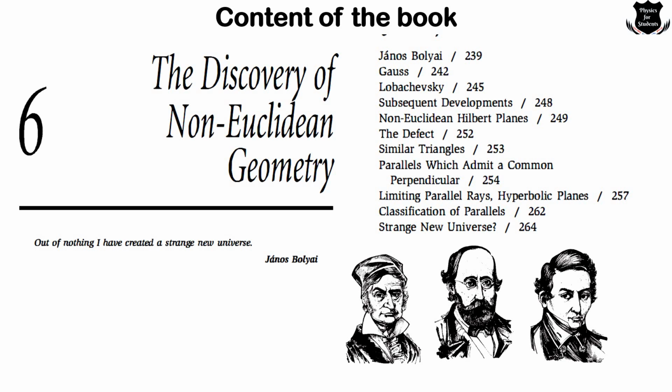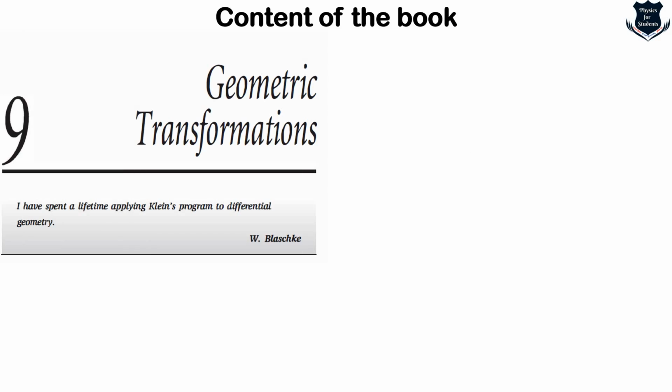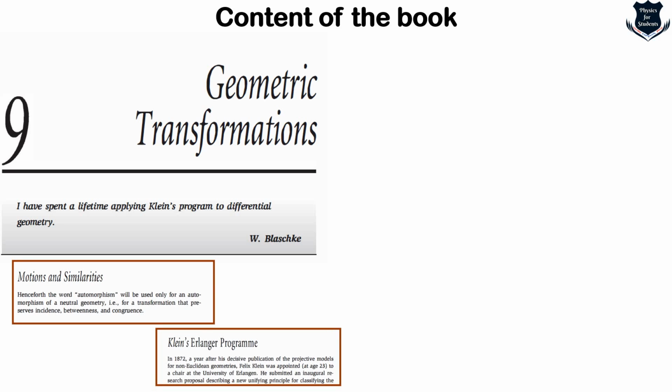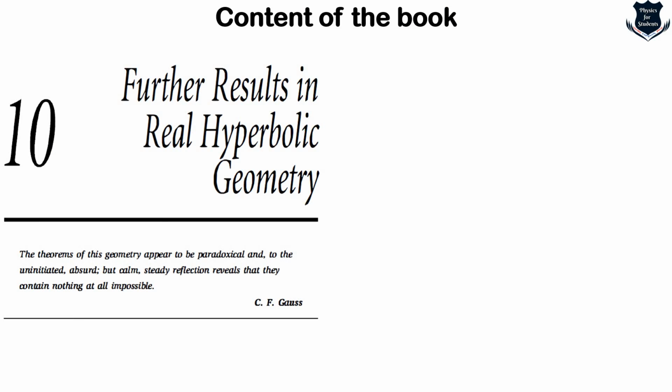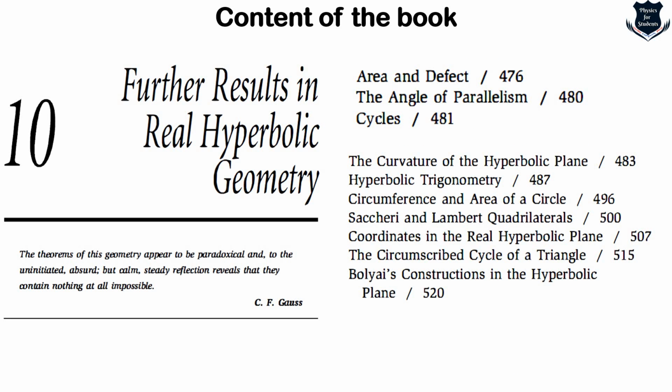And this is actually a nice diagram, as you can see, of how it evolves from Gauss to Riemann and further to Galois. What we see is how the geometric transformation took place, in terms of Felix Klein's famous Erlangen program, motions and similarities, translations, half-turns, ideal points, and so on. Finally, the book culminates in discussing results in real hyperbolic geometry. It talks about Saccheri and Lambert quadrilaterals, Bolyai's construction in hyperbolic geometry, and so on. So this is just a glimpse.